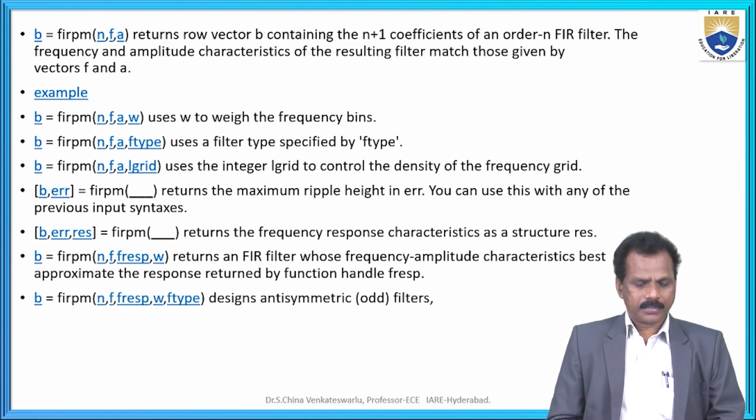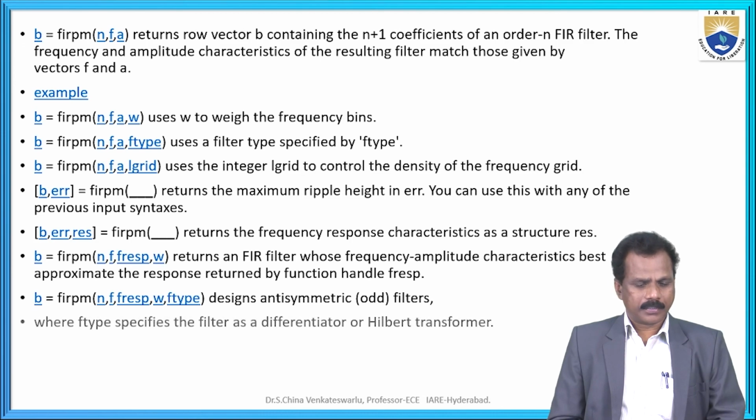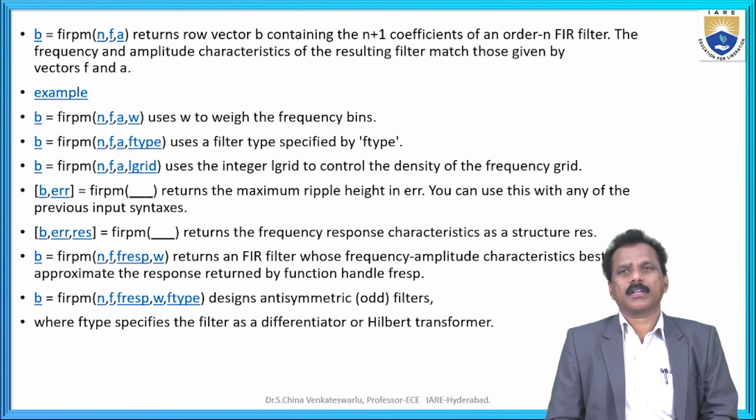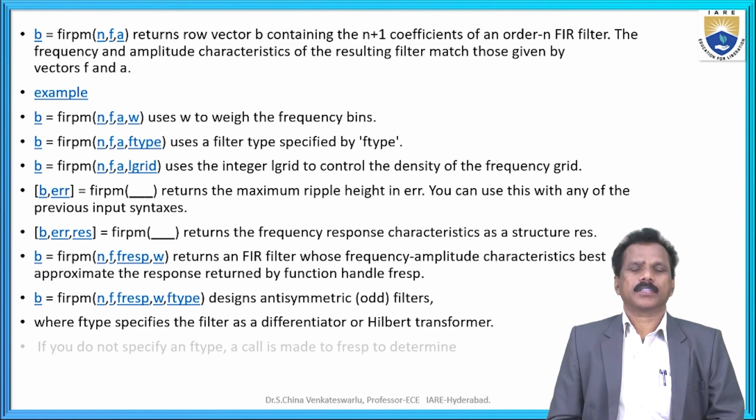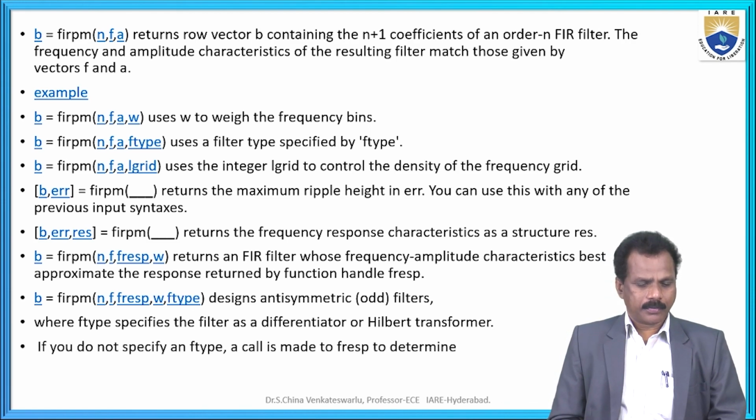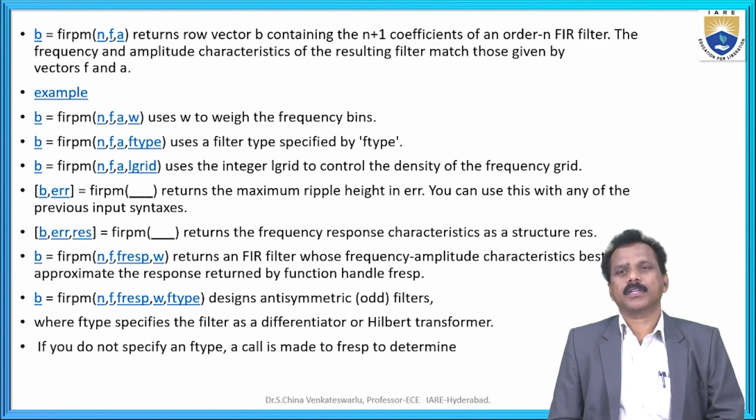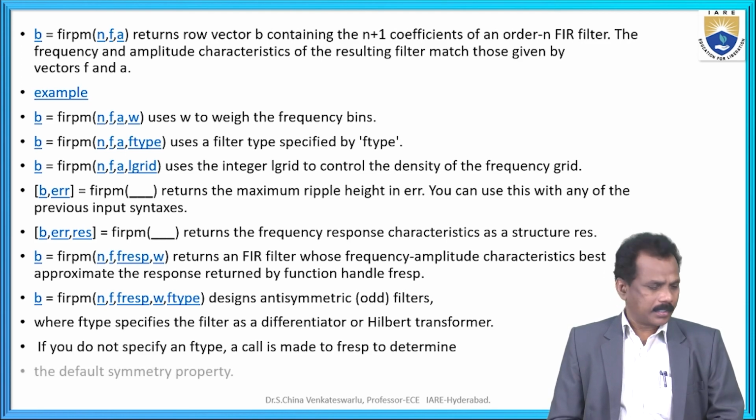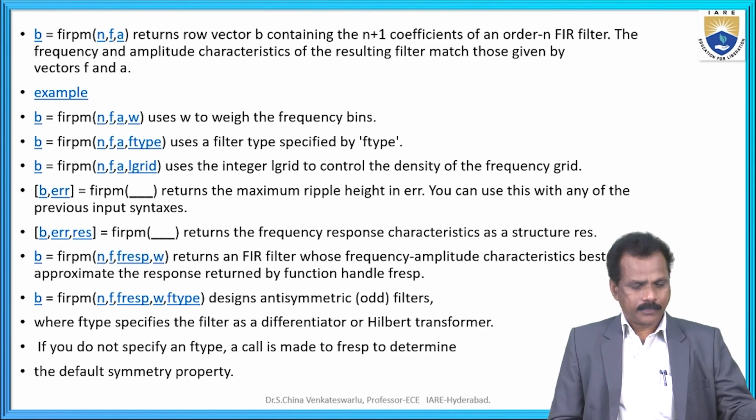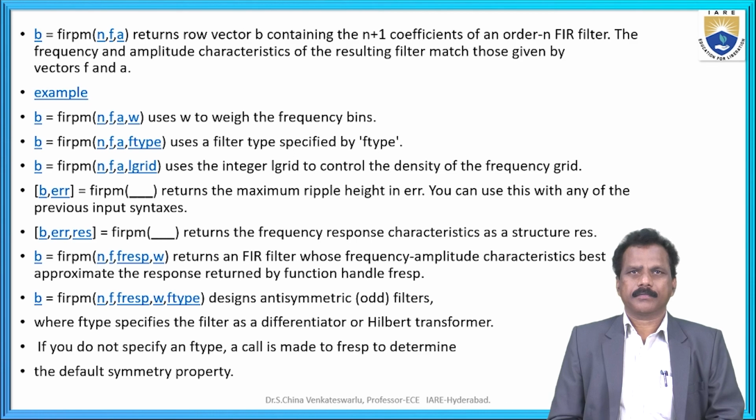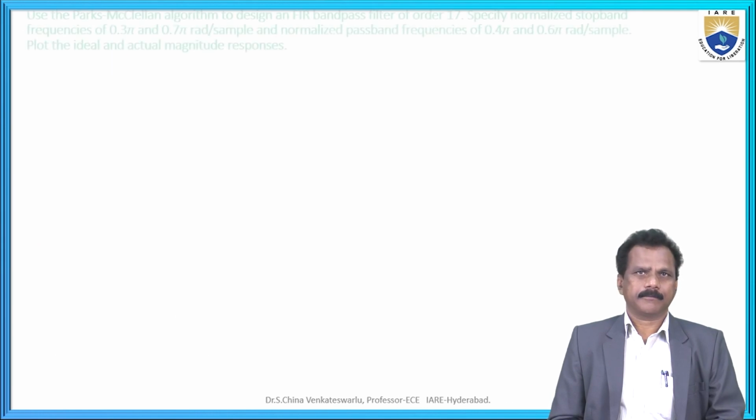If you are designing anti-symmetric odd filters, then ftype specifies that the filter is a differentiator or Hilbert transformer. If you do not specify ftype, a call is made to the frequency response to determine the default symmetric property, whether it is satisfied or not. Graphically, you have to verify.